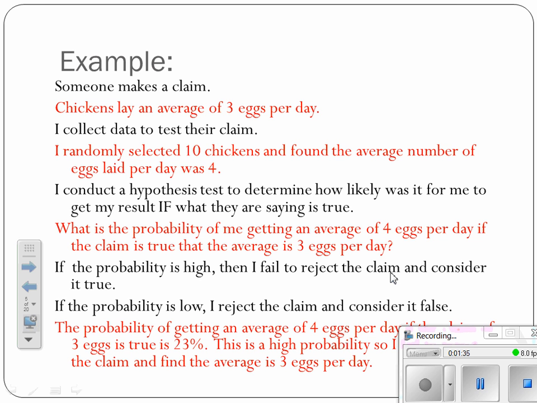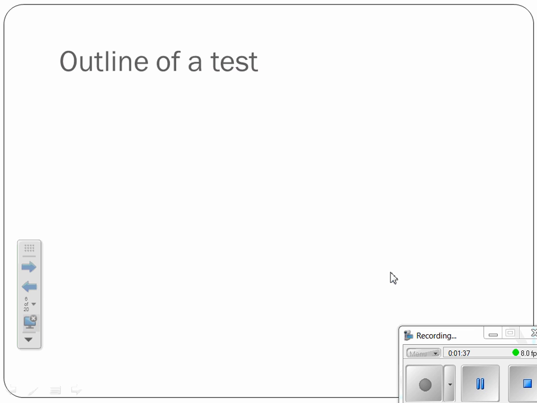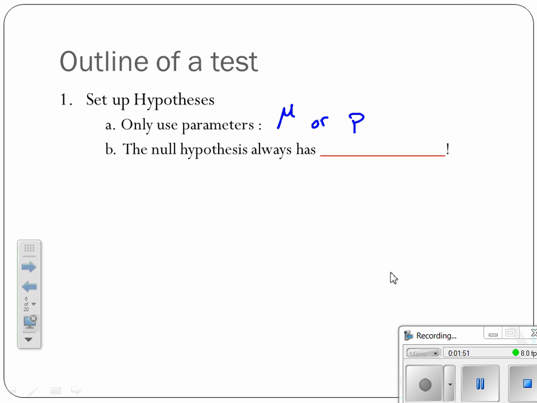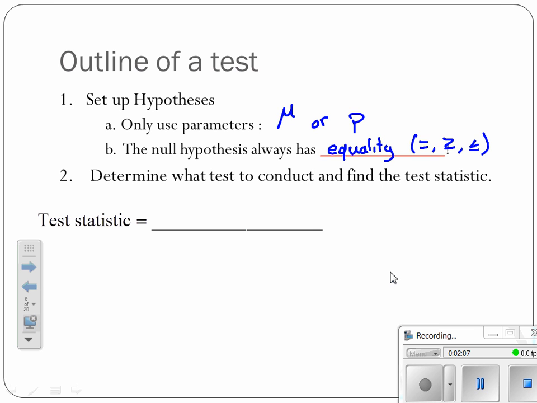So that makes me think that accepting this idea that chickens lay 3 eggs per day is true. How this works for us in this class, the outline of a test: the first thing we want to do is set up a hypothesis. We're always going to use parameters. In other words, it's always going to be either mu or p for us in this class. Now, the null hypothesis always has some type of equality. In other words, like we've discussed before, equals, less than or equal to, greater than or equal to. It has to have one of those symbols.